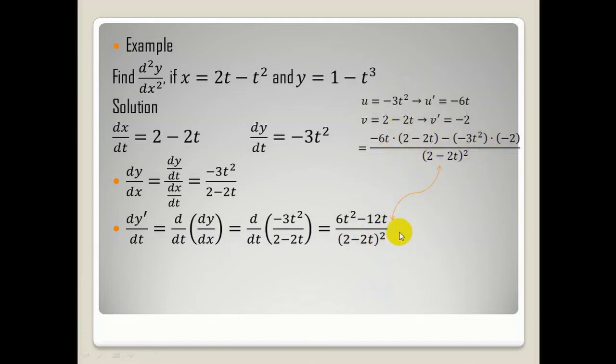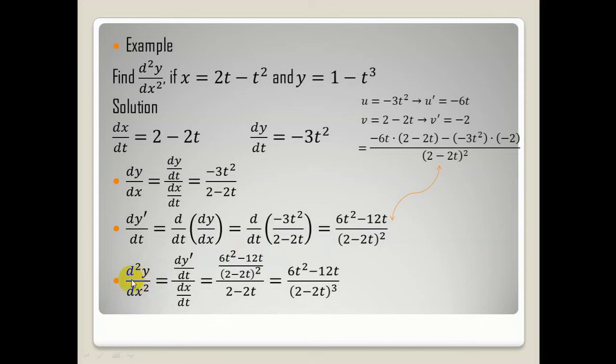Okay, everyone? Okay, like I said before, be patient. Okay, the second derivative of this formula is that you need to substitute this here, over 2 minus 2t. Okay, the result is 6t squared minus 12t over (2 minus 2t) cubed. If you want to make it very simple, it's okay, but leaving it like this is okay too. But like I said before, be careful, be patient, be diligent to answer the second derivative of a parametric function.